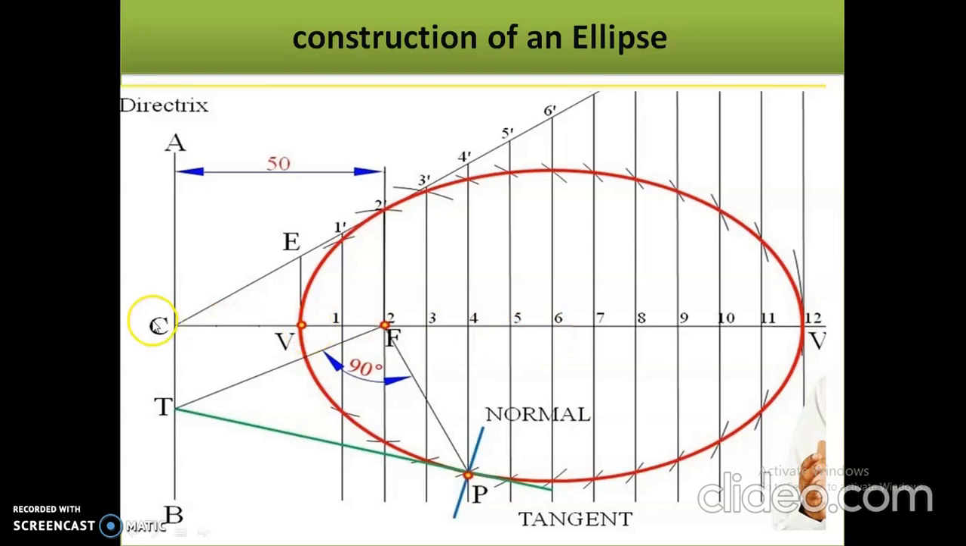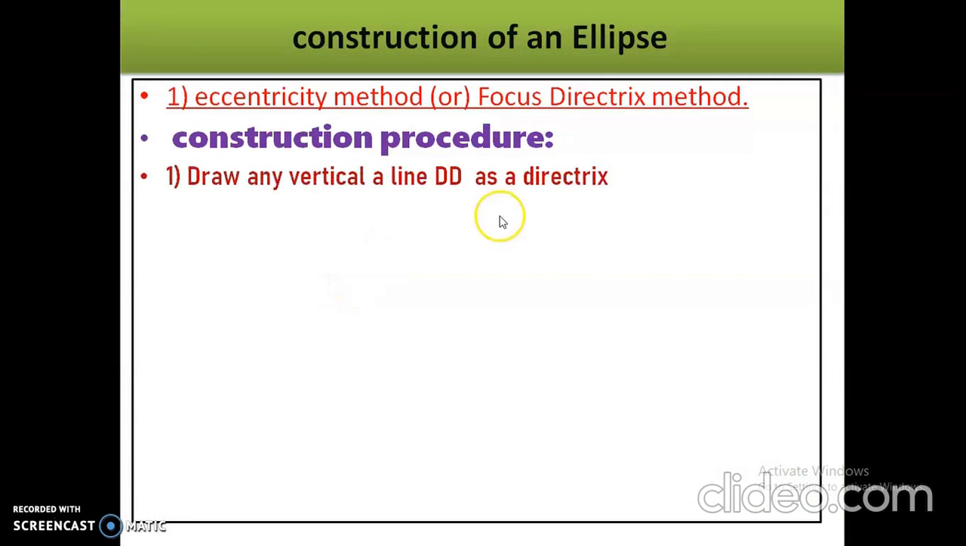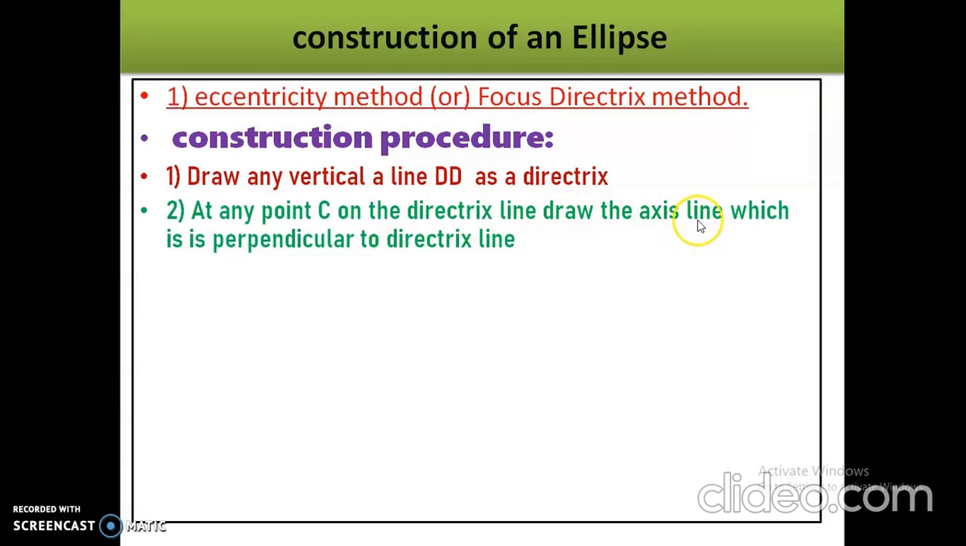The line CF is called the axis line. AB is called the directrix line, and CF is called the axis line. So first we have to draw any vertical line, AB, as a directrix line. Next, second point: at any point C on the directrix line, draw the axis line which is perpendicular to the directrix line.